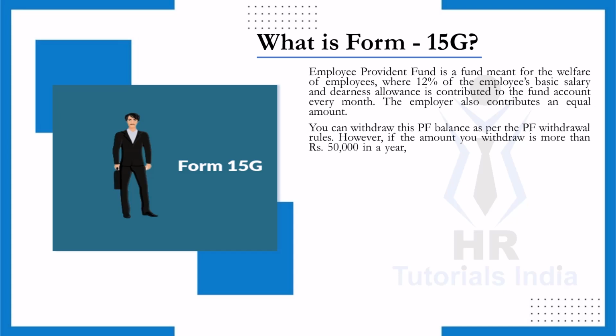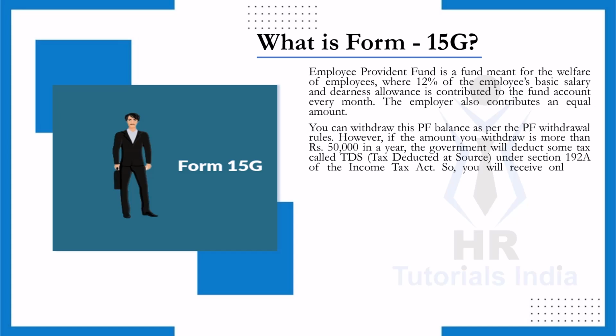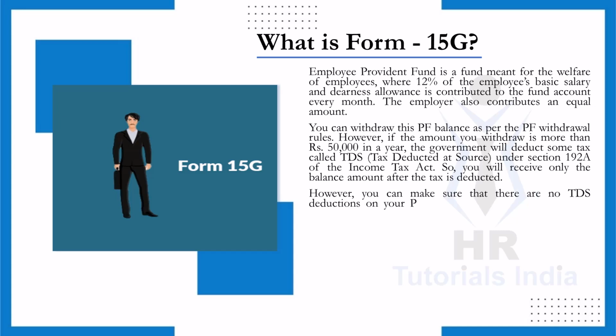However, if the amount you want to withdraw is more than Rs 50,000 in a year, the government will deduct some tax called TDS, tax deduction at source, under Section 192A of the Income Tax Act. So, you will receive only the balance amount after the tax deduction. However, you can make sure that there are no TDS deductions on your PF withdrawal amount by filling out Form 15G if your income is below the taxable limit.